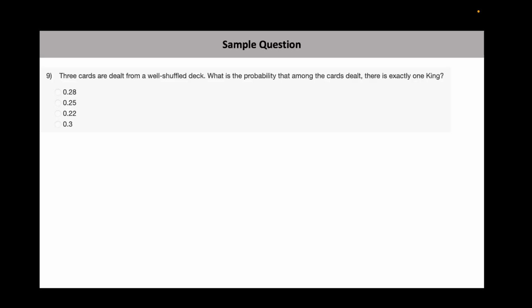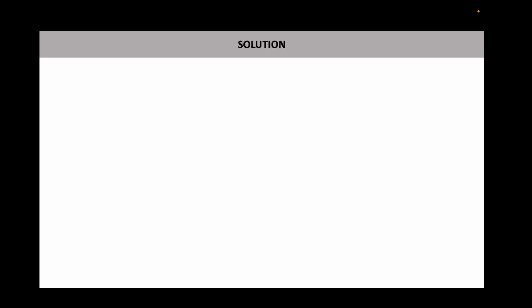Okay. So this is your next question. Three cards are dealt from a well shuffled deck. What is the probability that among the cards dealt, there is exactly one king? Okay. So now let's try to solve this question. This is a little tricky question and it's a little lengthy one.